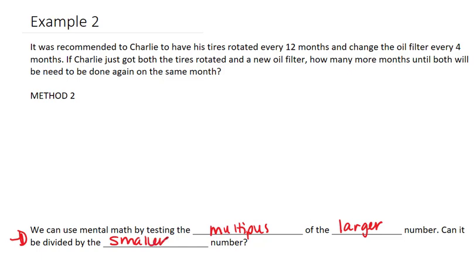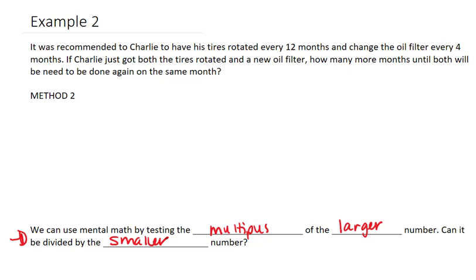It's recommended to Charlie to have his tires rotated every 12 months and change the oil filter every 4 months. If Charlie just got both the tires rotated and a new oil filter, how many more months until both will need to be done again on the same month?